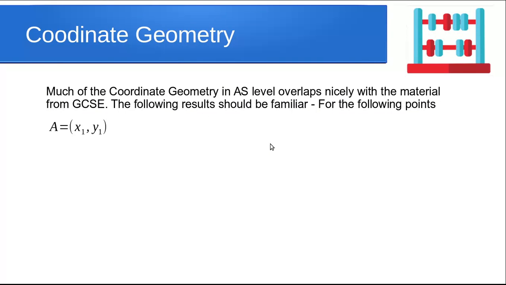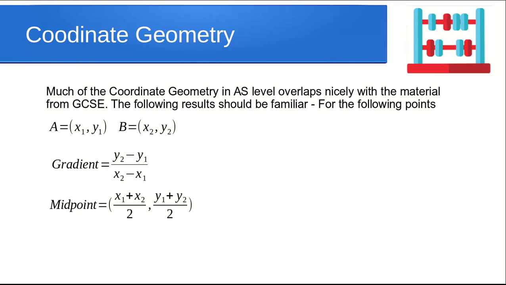Firstly, if we've got 2 points, A being x1, y1 and B being x2, y2, we've got the gradient. Now the gradient is often taught as rise over run, but it can also be taught as y2 minus y1 over x2 minus x1, or indeed change in y over change in x. It's a fairly straightforward concept and they learn about it probably in about year 9 actually, the gradient.